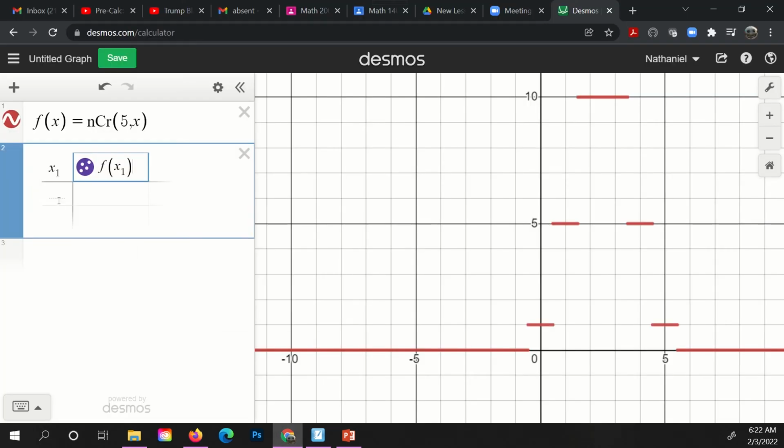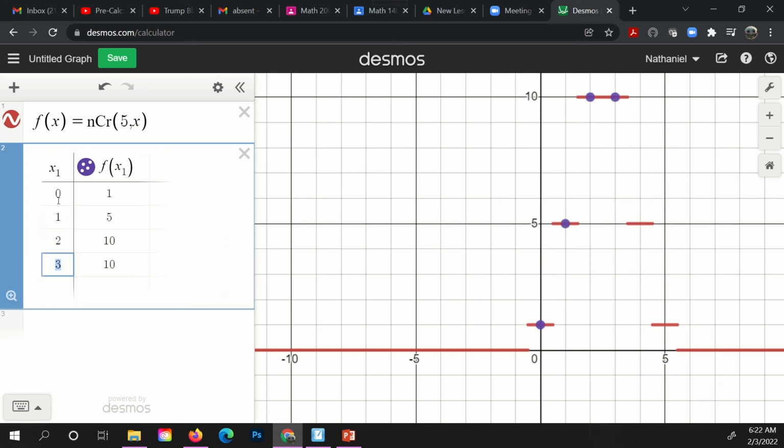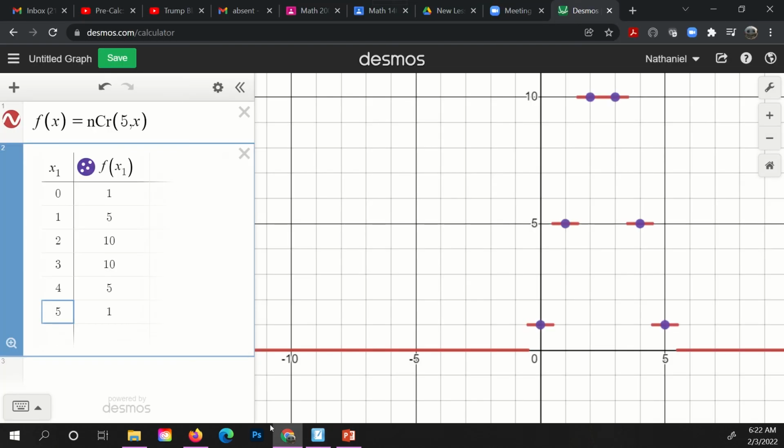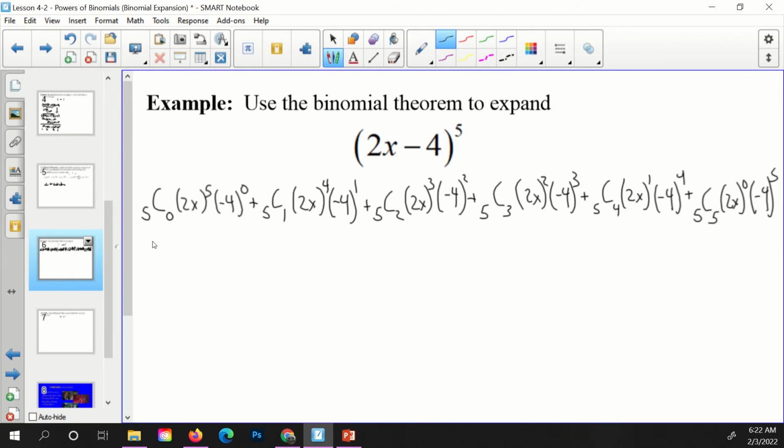what I'm going to do is go back to here. I'm going to start with 0, and I'm going to go 1, 2, 3, 4, 5, and these become the values of these C expressions right here. So I can replace those, and again, my first one will be 1, my second one will be 5, the third one will be 10, the fourth one 10, the fifth one 5, and the last one will be 1 again.